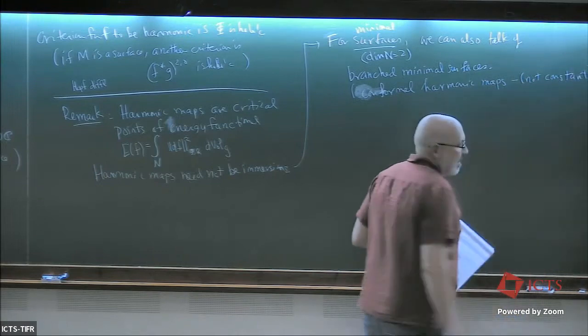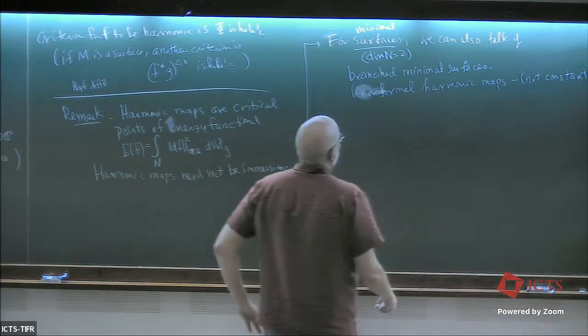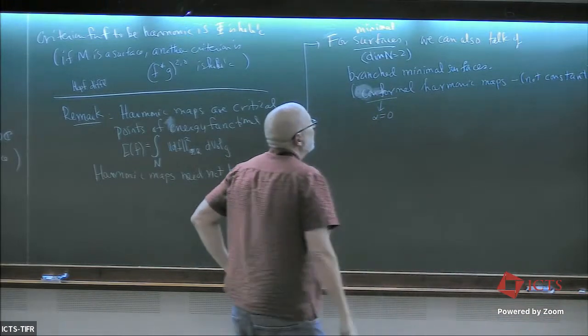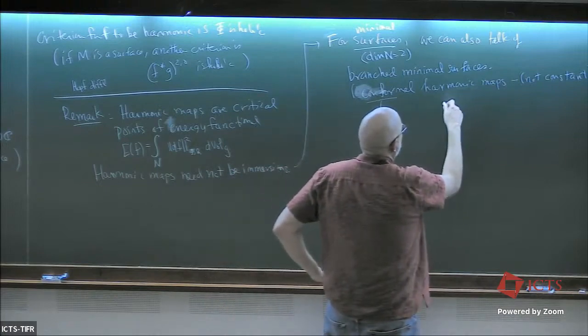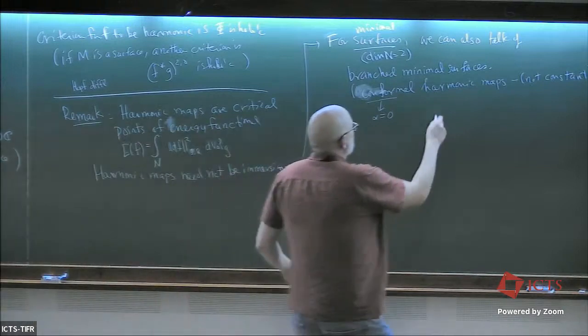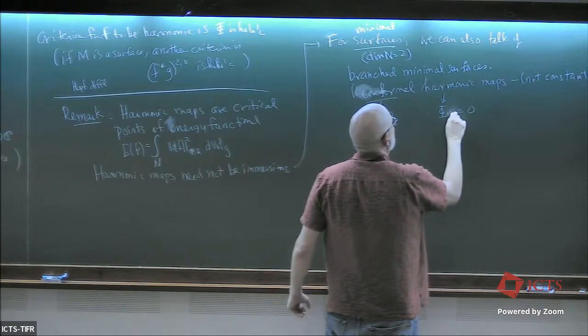So you recall a conformal harmonic map. The conformal condition is that this alpha is equal to 0, and the harmonic map condition is that this phi is holomorphic.